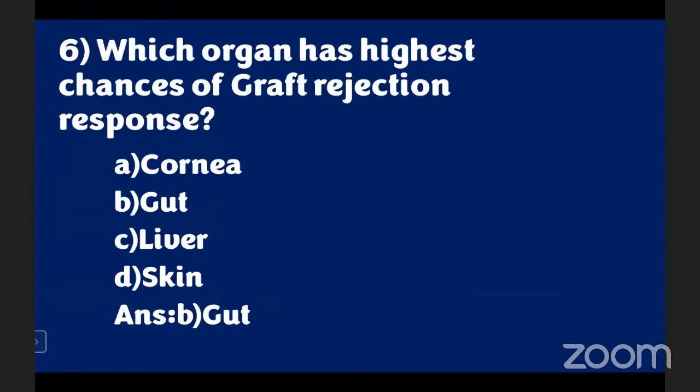Next one is which organ has highest chances of graft rejection response? Option A, cornea. Option B, gut. Option C, liver. Option D, skin. Answer is option B, gut.